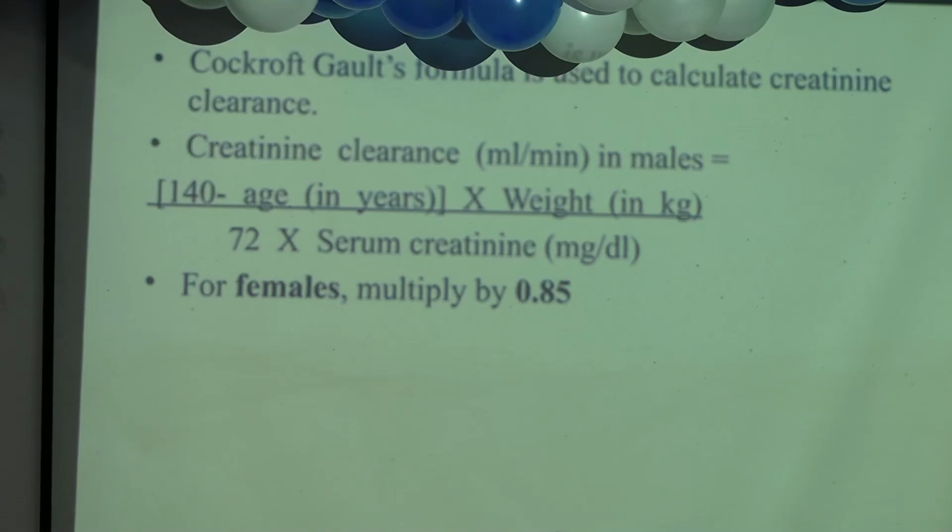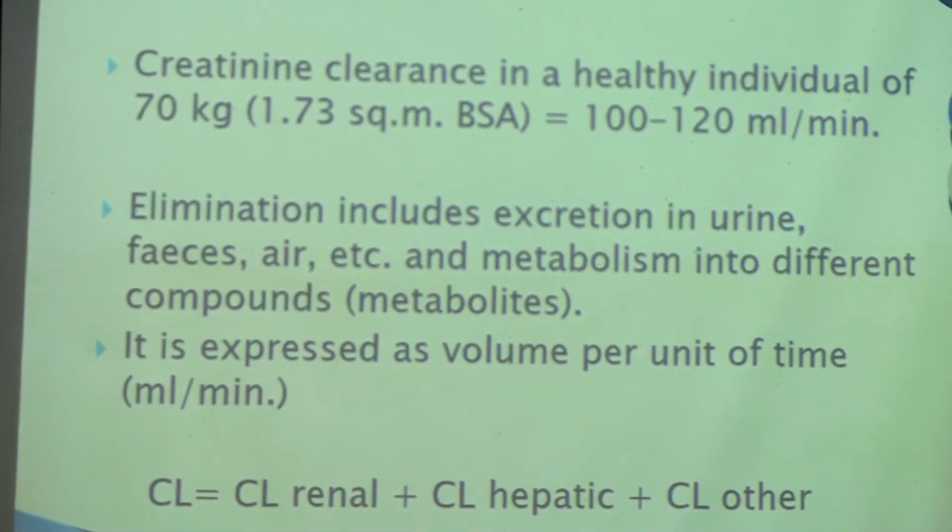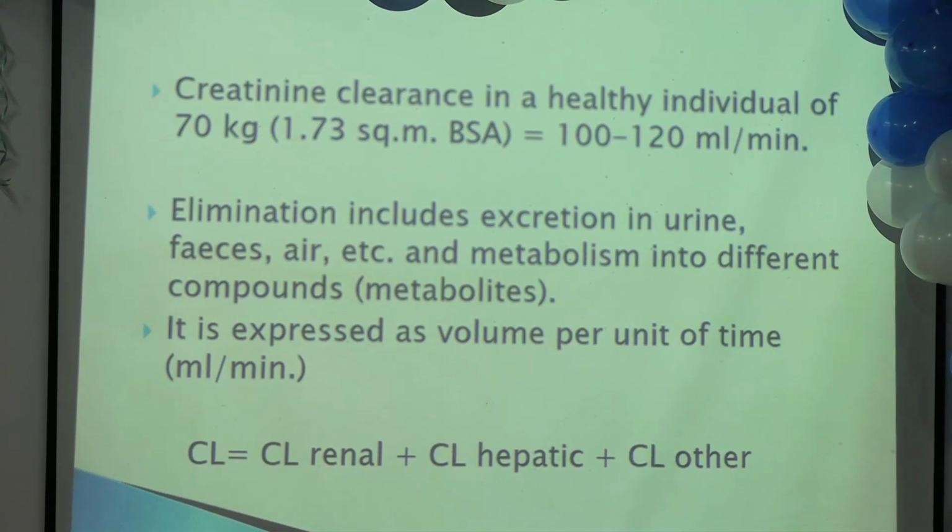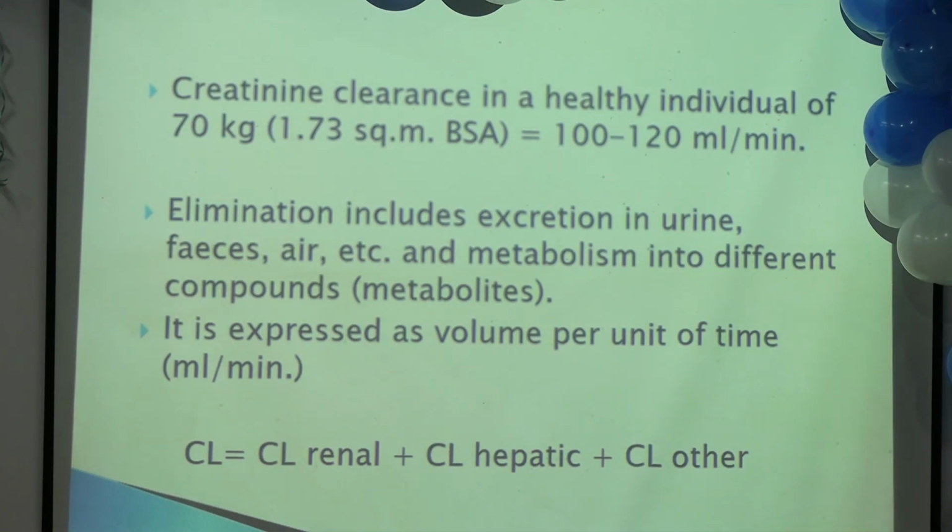So the creatinine clearance in a normal individual weighing 70 kg, for a body surface area of 1.73 meter square, is equal to 100 to 120 ml per minute. So this is the normal creatinine clearance of a healthy individual weighing 70 kg.